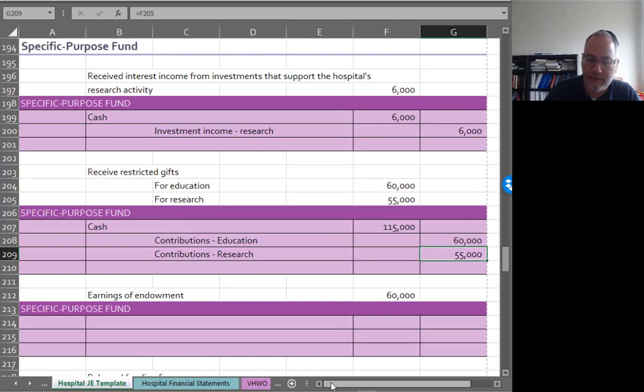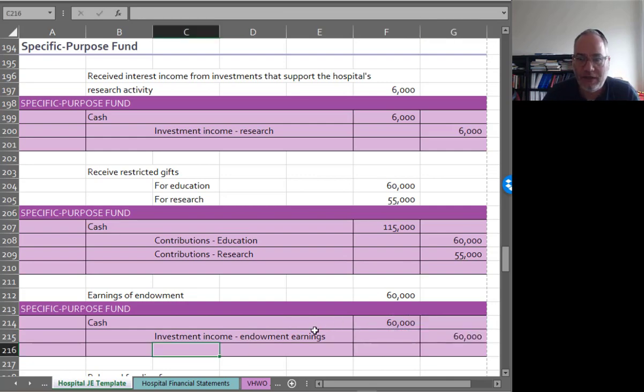60,000. Now the earnings from the endowment were $60,000. And this is money that we're going to be able to use for whatever we want, as opposed to the 6,000 over here, which has to be used for research. It gets very important that you only spend the money on what the donor specified that you spend the money for.